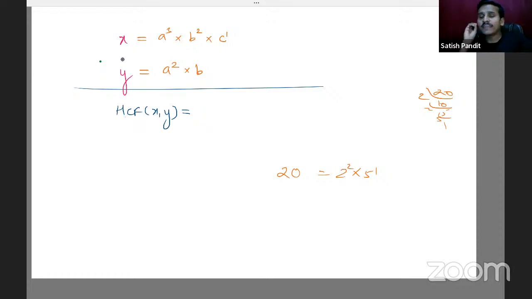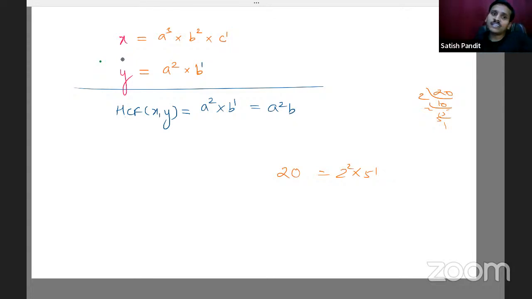See, I told you to find HCF. First, see what is common. A is common, B is common. And in that, what is the lowest power? The lowest power of A is 2 and the lowest power of B is 1. Therefore, HCF is A square into B. Yes or no, everyone? Yes.